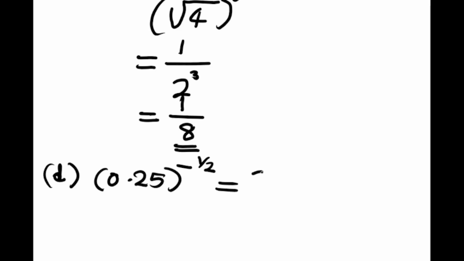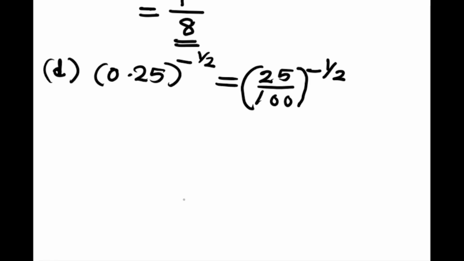So that means that 0.25 is the same thing as 25 over 100. So we have 25 over 100 raised to the power of minus 1 over 2. Solving further, what you have here now is a negative index and a fraction, which is half.